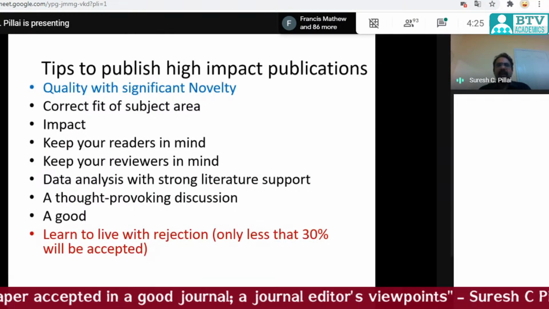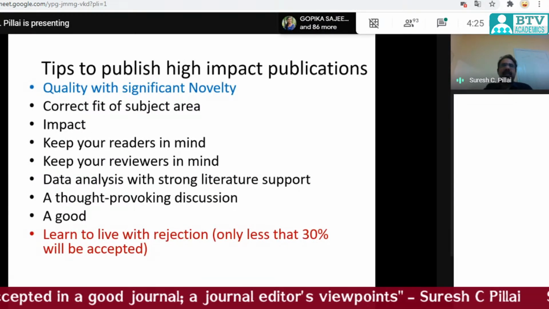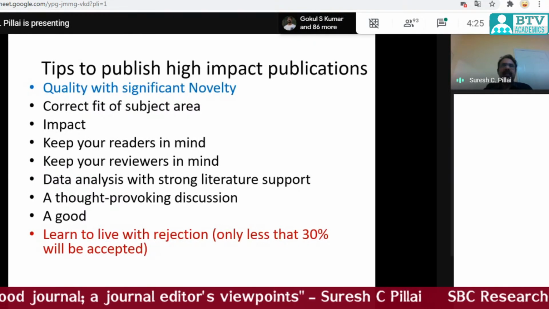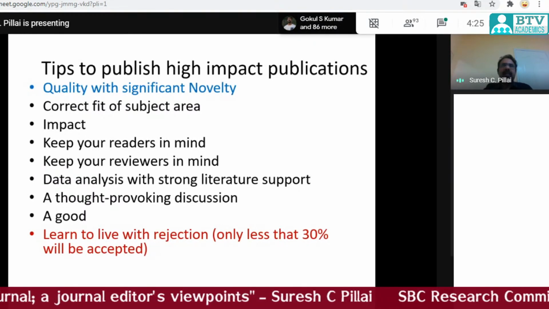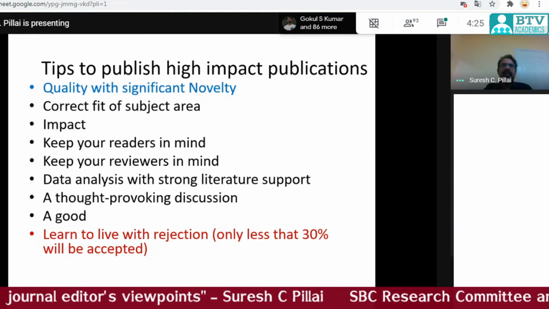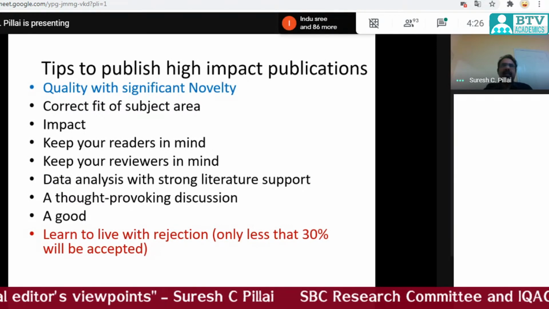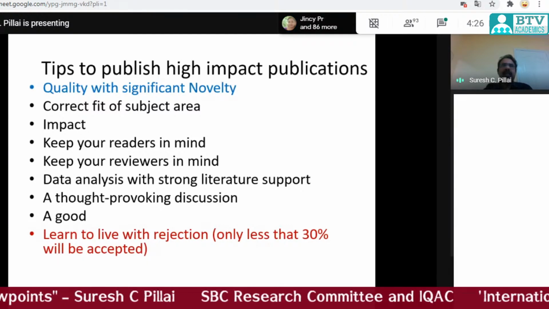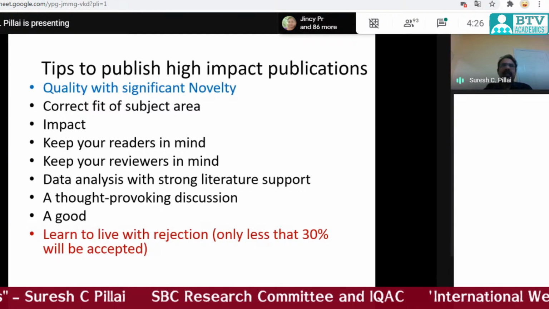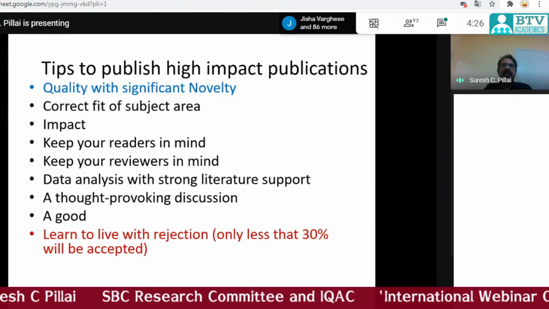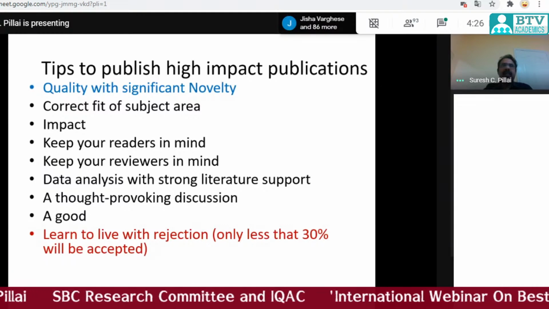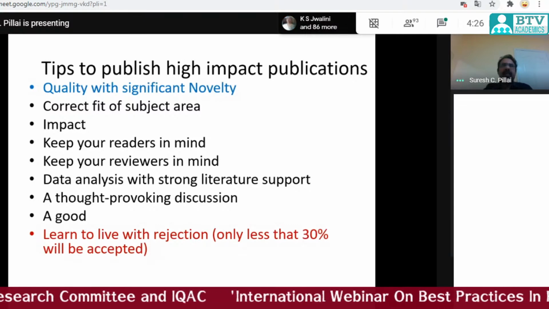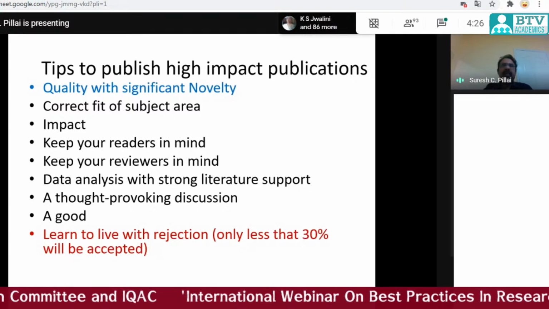So in order to conclude, the tips to publish high impact citations are the quality with significant novelty and correct fit of the subject area, good impact, keep your readers in mind, also keep your reviewers in mind, data analysis with a strong literature support, a thought-provoking discussion, a good conclusion, and learn to live with rejection.